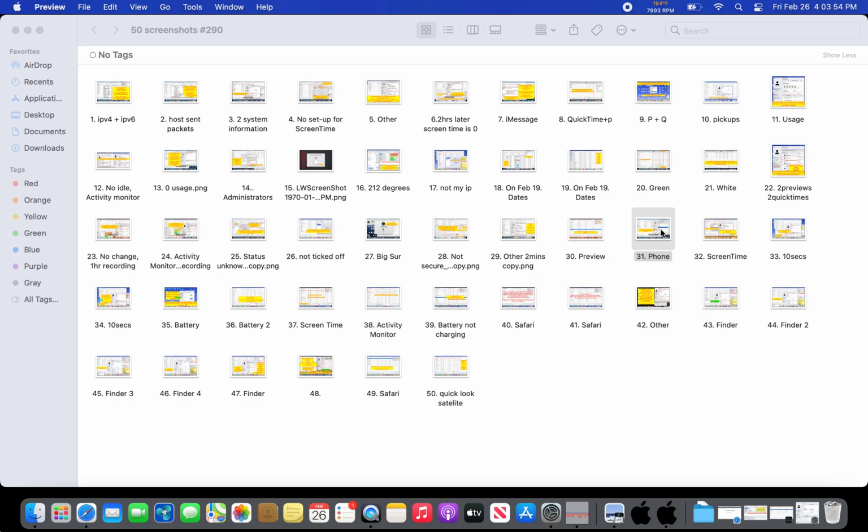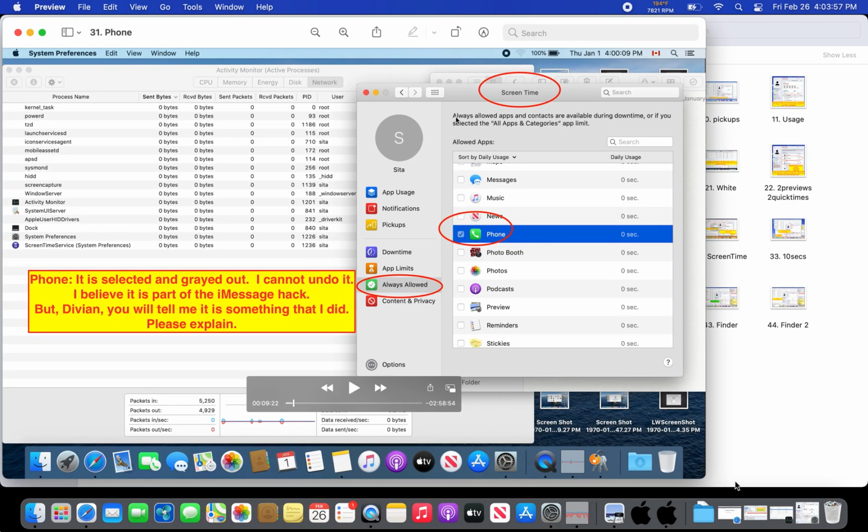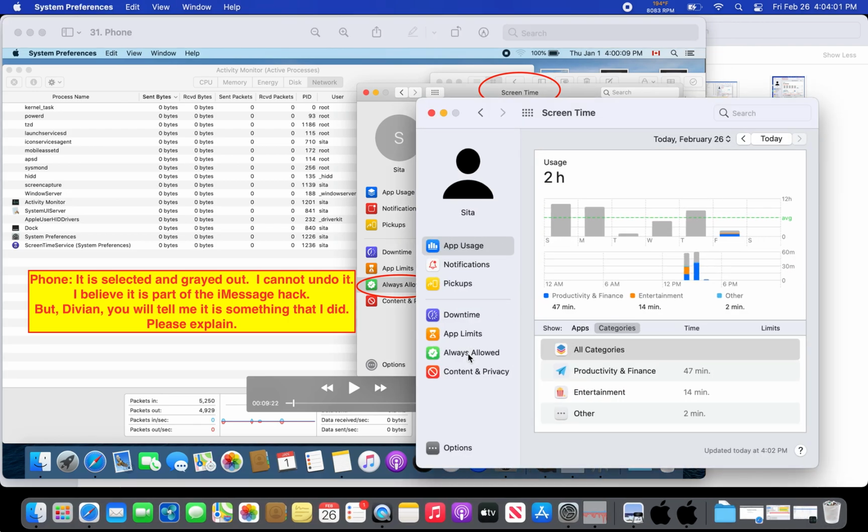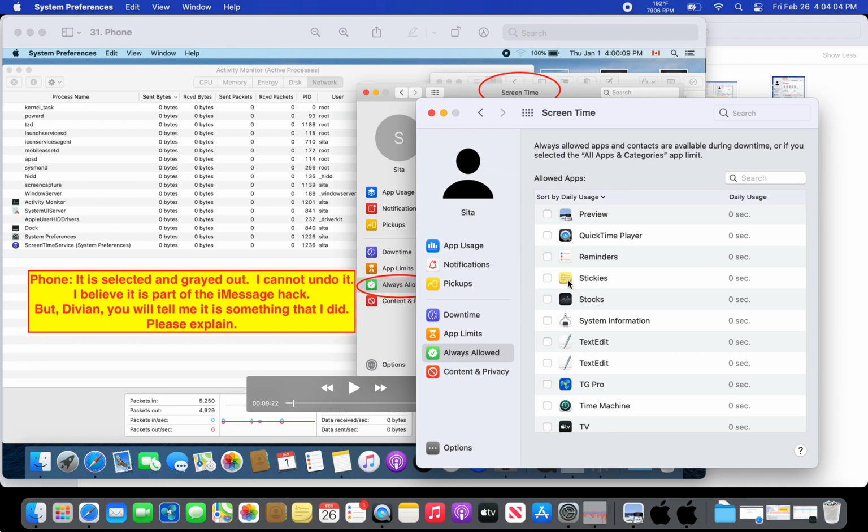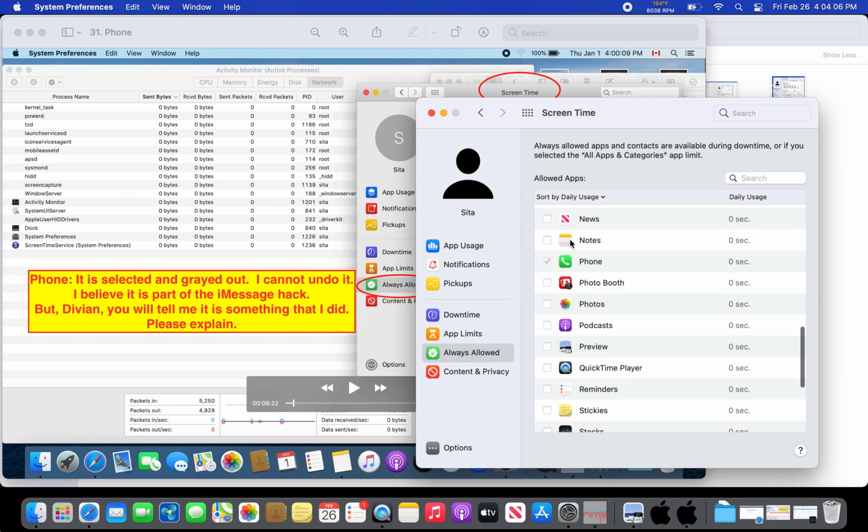One of the other things is I cannot undo phone. Phone is ticked off and grayed out. Your thoughts on that? Let me show you. There's notes, ticked off and grayed out. I'm clicking on it right now. I cannot undo it. Why is that? I'm not certain. So that's one of the questions as well. And I think that goes with iMessages. The minute I see iMessage, I go to screen time, I look throughout, and this is already ticked off and grayed out.